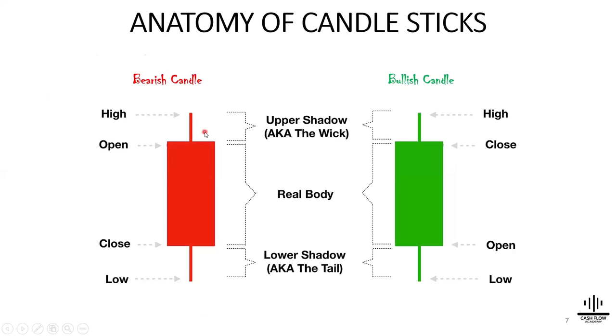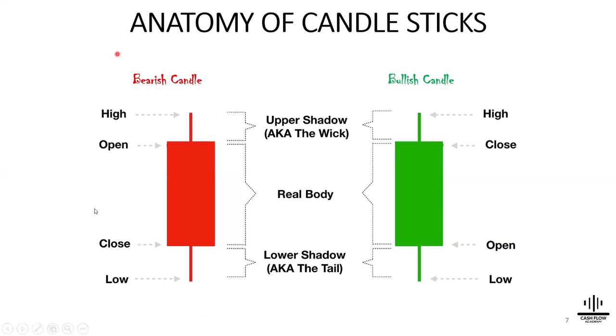Now, different trading platforms use different colors for their candles, especially for bearish candles and bullish candles. A bearish candle is a candle that opens higher than it closes, while a bullish candle is a candle that closes higher than it opens. It just means an up candle for the bullish candle and a down candle for the bearish candle.